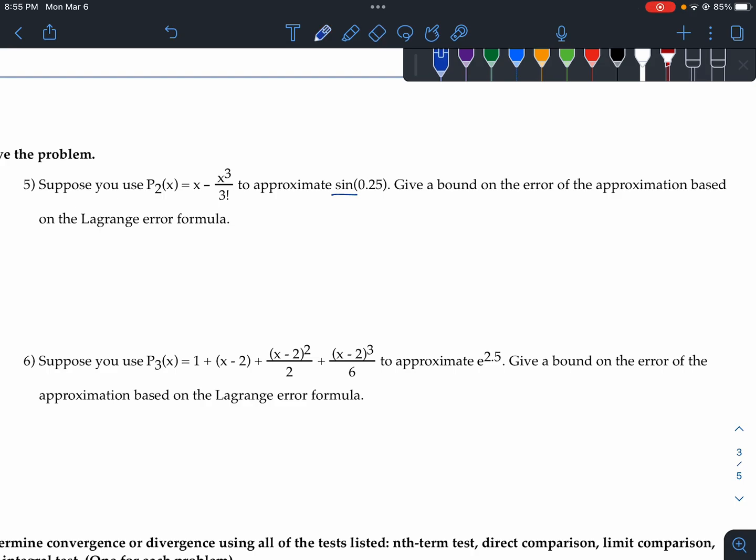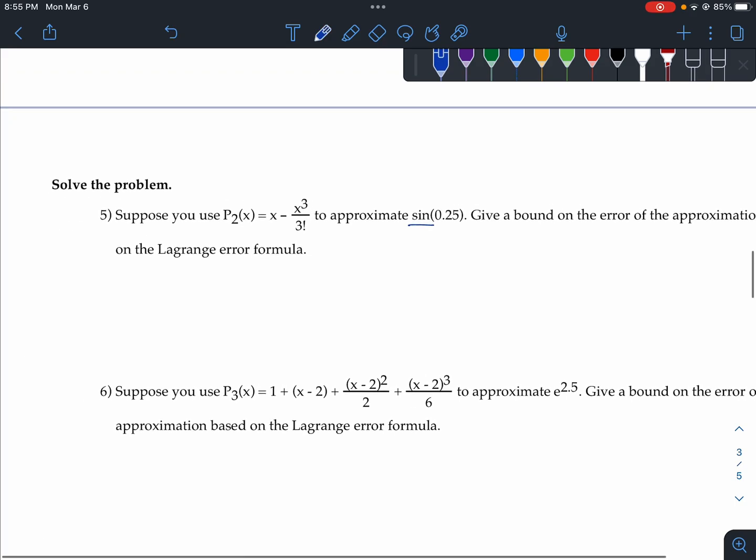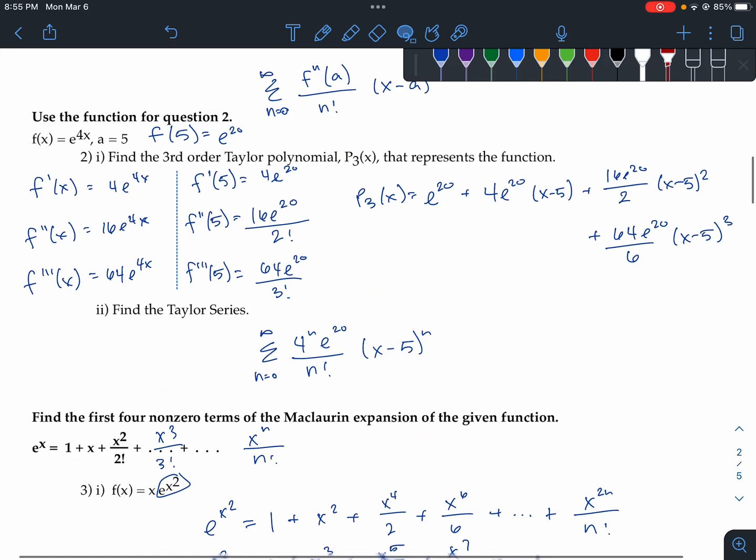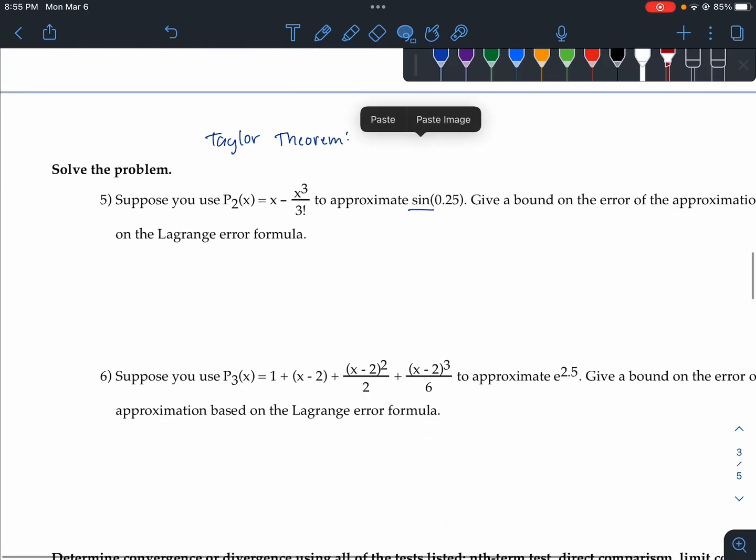And we want to give an error bound. Now, there's Taylor's theorem, just to remind people, which is where the Lagrange error bound is derived from. It's derived from Taylor's theorem, which is based off of Taylor series. Now remember, we had our definition of a Taylor series right here. This was the nth term of the Taylor series.